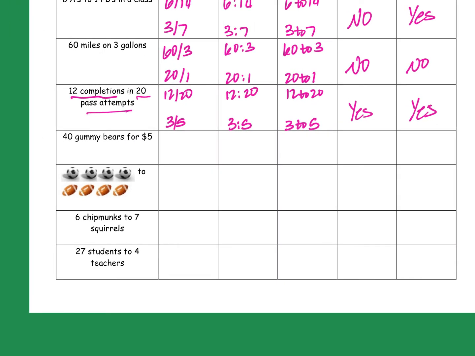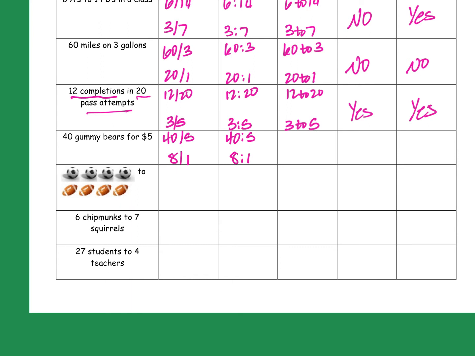So 40 gummy bears for $5 is 40 to 5. And then 20 to 1? I don't think it's 20 to 1. Oh, wait. How many times is 5 going into 40? 8. 8 to 1. There we go.